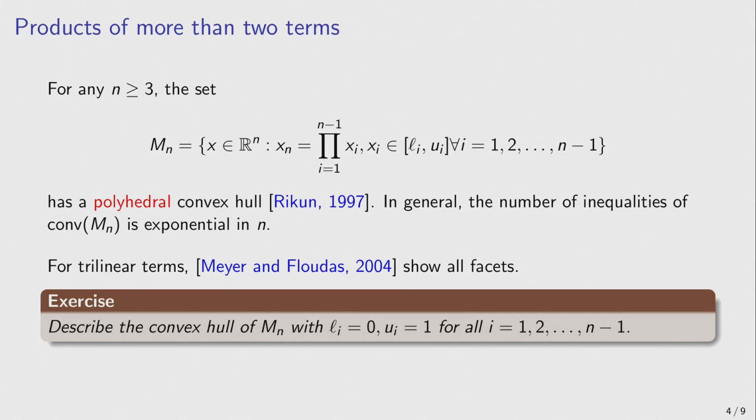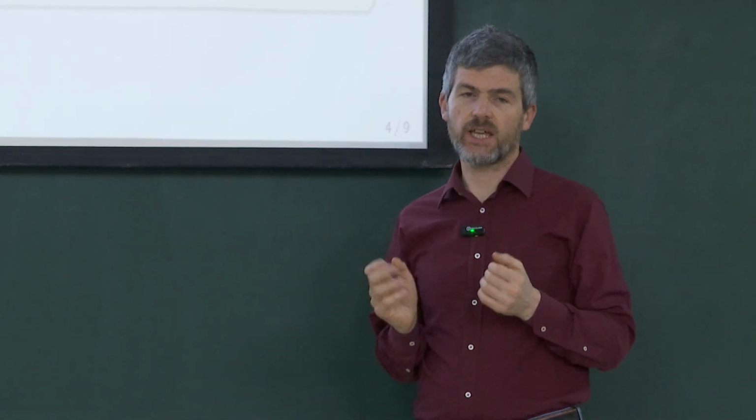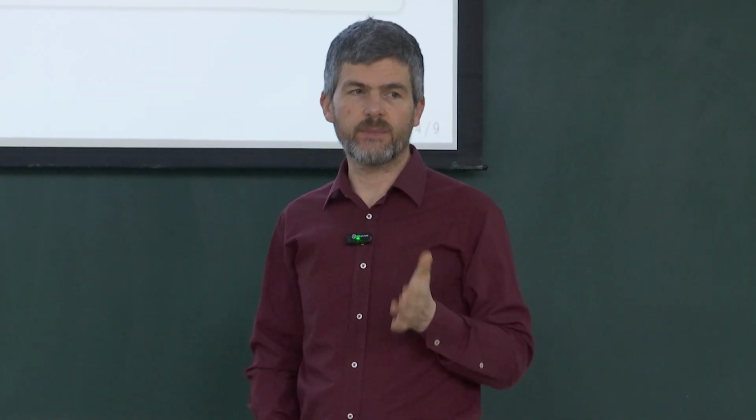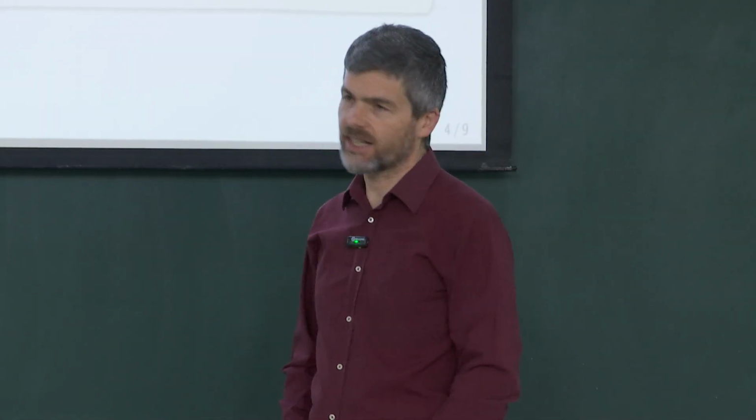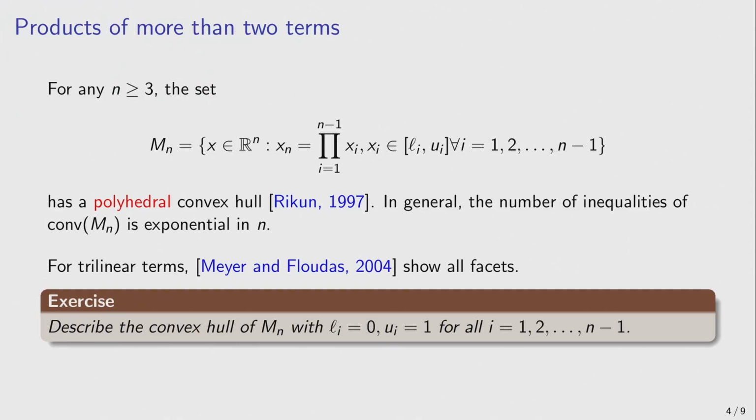It was proven by Rikun that there is a polyhedral convex hull to this. So the tetrahedron that we saw in the previous slide generalizes to a polyhedron with a lot more, actually exponentially many inequalities, but you still need just a polyhedron with finitely many inequalities. The proof of this paper is non-constructive, so actually finding this convex hull is not easy. There is a paper by Meyer and Floudas that finds the convex hull for the product of three variables, and it's already a lot more complicated than just four inequalities.